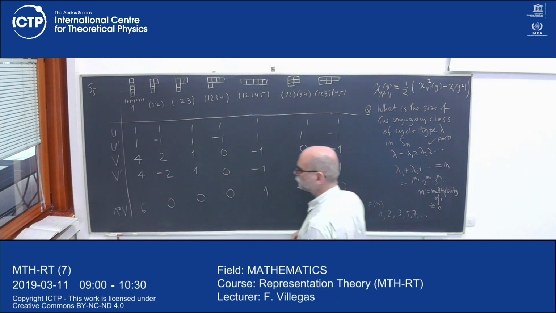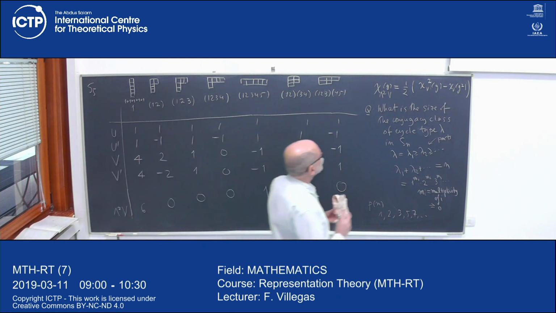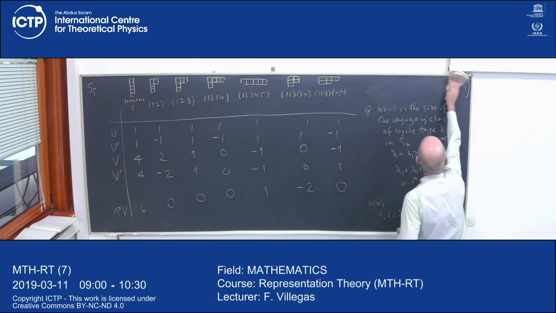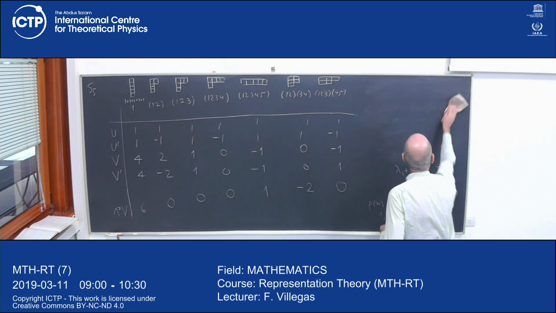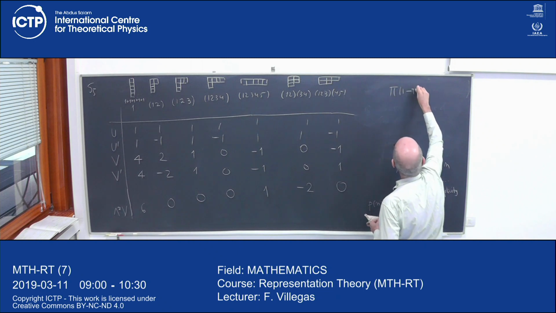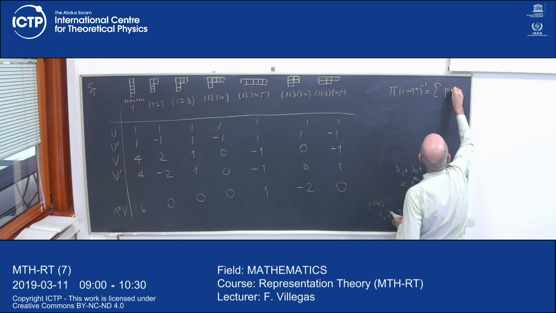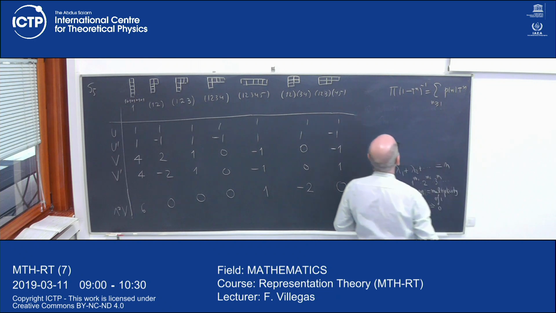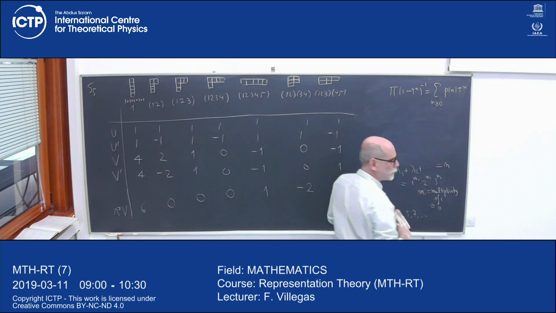I mean, the generating series of partitions is something you can write down, so maybe I should mention that. If you look at the product of (1 minus t to the n) to the minus 1, this is the sum of P(n) t to the n. Well, this is to declare P(0) to be 1.